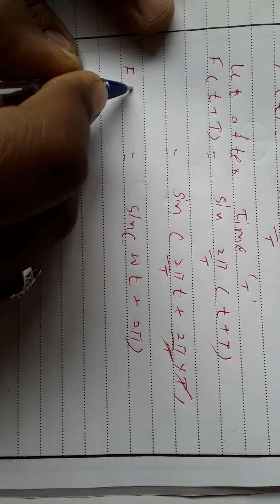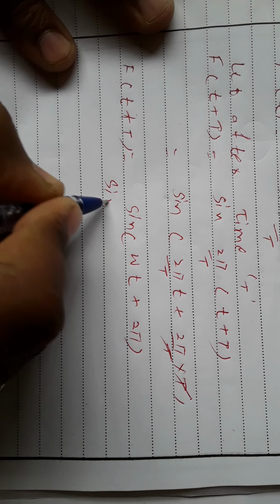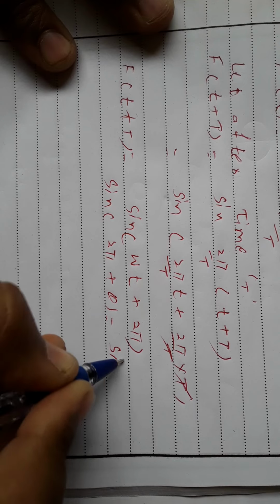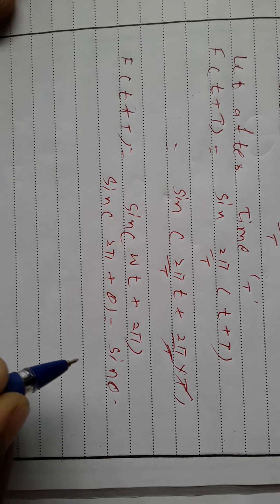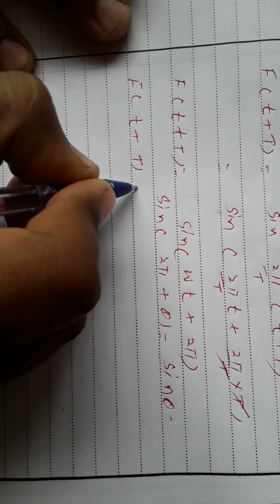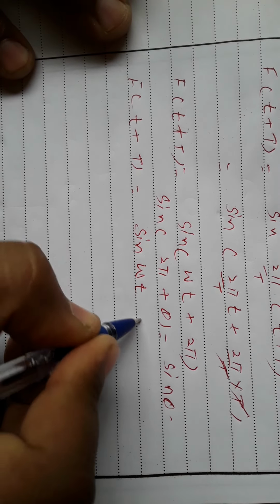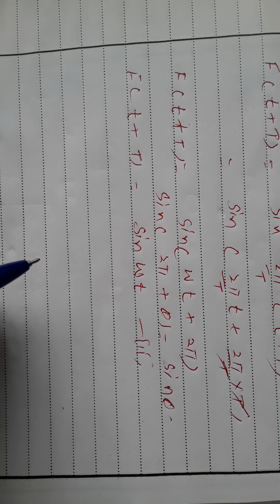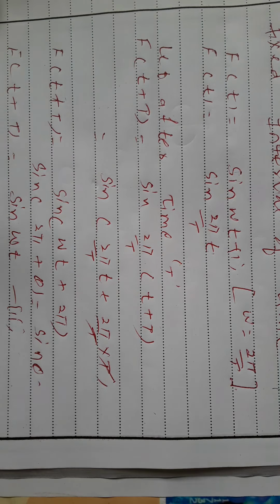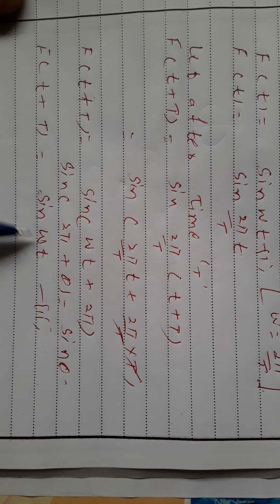In trigonometry we know that sin of 2 pi plus theta is equal to sin theta. So we can write here f of t plus T is equal to sin omega t. This is equation number second. If we compare first and second, this is first equation, f of t is sin omega t. Now we can write f of t plus T is equal to sin omega t.